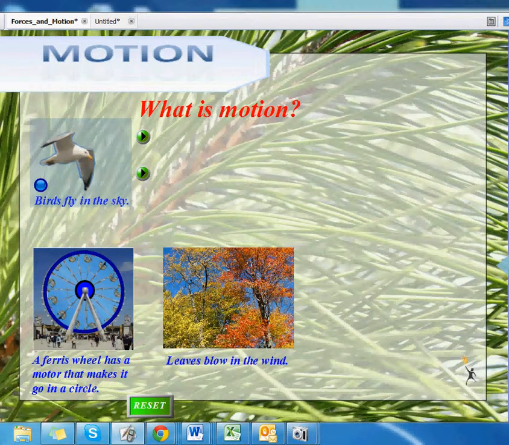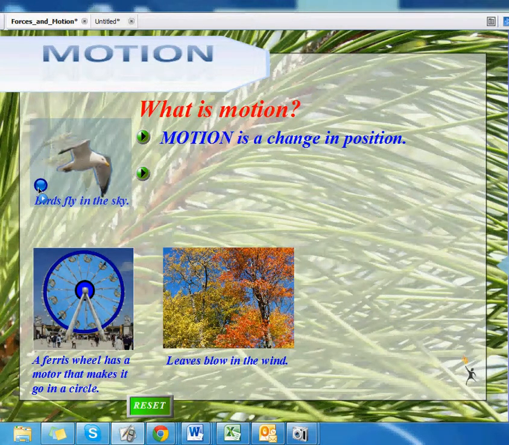What is motion? Motion is a change in position. And just as birds fly in the sky, we see their position change. We see them move. And as they move through the sky, we know that there is motion. Just like a Ferris wheel has a motor that makes it go in a circle, or the leaves blow in the wind.